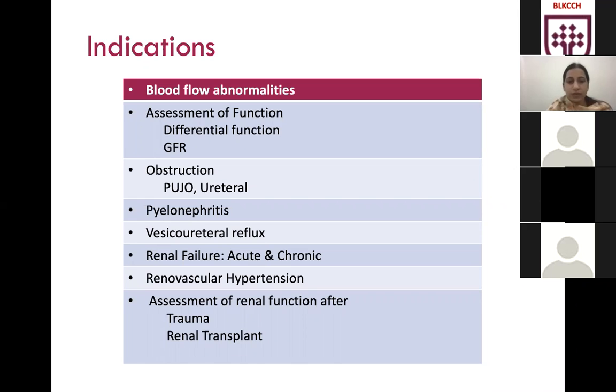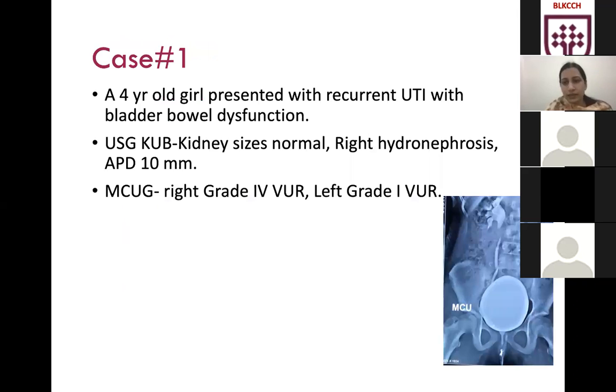Then obstruction in the urinary system, like pelviureteric junction obstruction or vesicoureteric junction obstruction, detection of pyelonephritis, detection of vesicoureteric reflux, assessment of the renal function in acute and chronic renal failure, and assessment of renovascular hypertension. And also, DTPA scan is routinely used after renal transplantation within the first week to ensure adequate functioning and vascularity of the allograft. So I will move on, and I'll try to demonstrate the use of these modalities with some case scenarios.